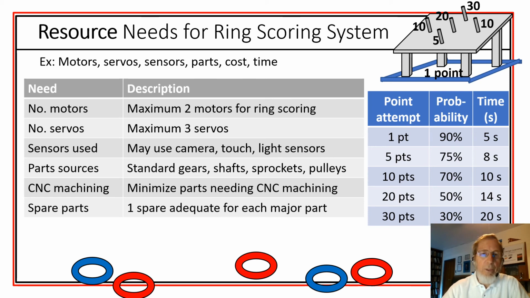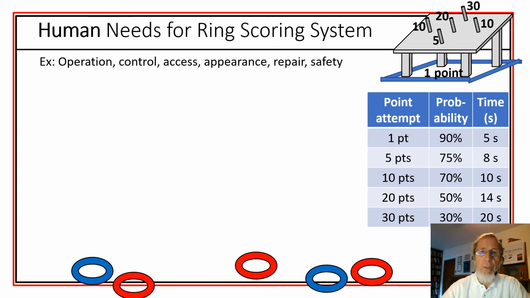Parts delivery is very much affected by whether these are standard parts. Machining takes a lot of time and resource. Spare parts, okay, do we have a system that will stand up so well that it's rare that we need to replace a part? If that's the case, 1 spare would be adequate. If we have parts that fail frequently, we need more spares. But in this case, we could specify 1 spare would be adequate for these major parts.